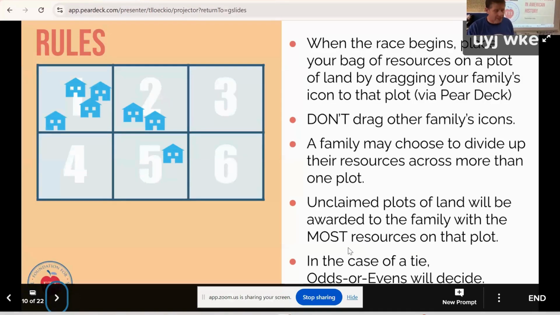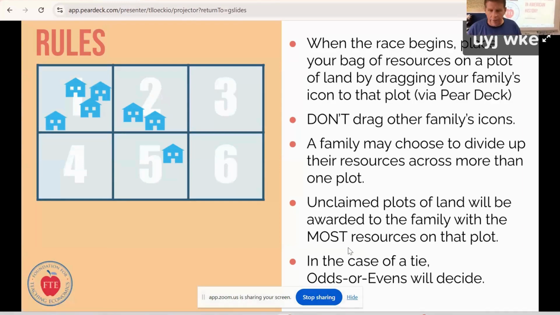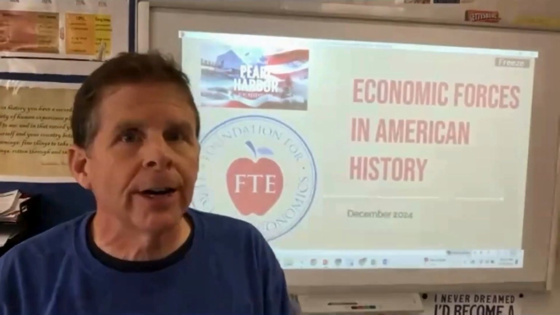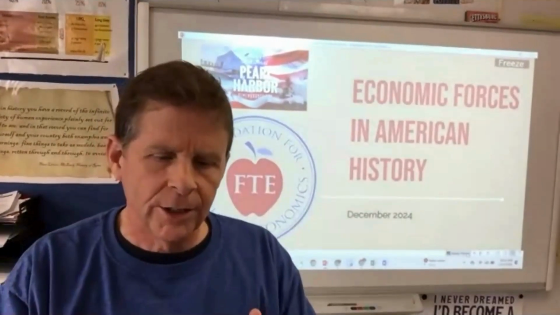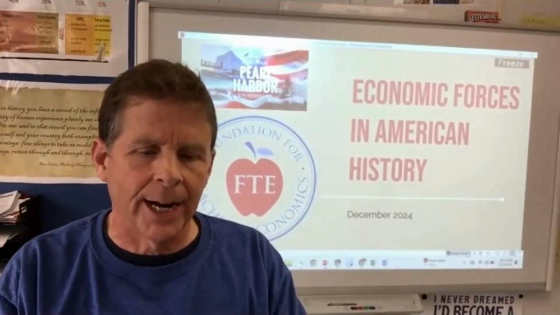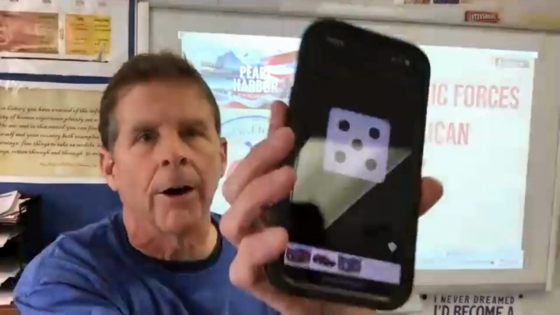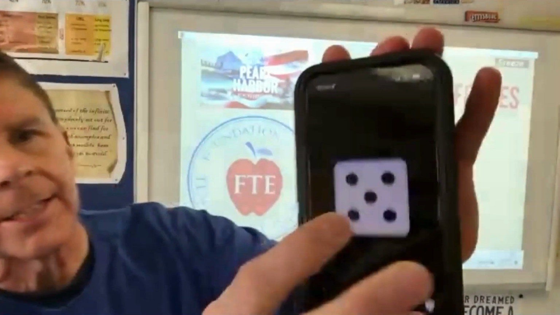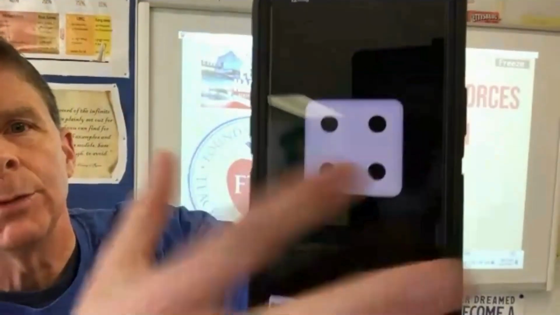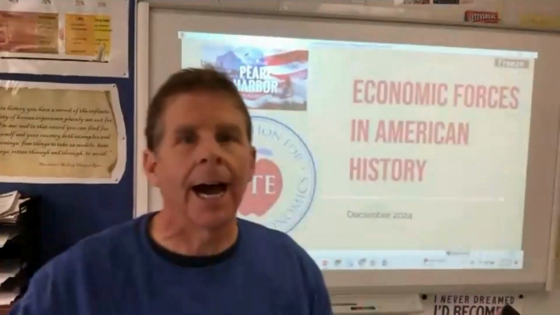And in the case of a tie, we'll do odds or evens to break the tie. Since I think I can probably stop sharing now, what we're going to do is use this handy dandy app that I use with the students every once in a while. It's just a roll of the die, a random thing done by this app. You roll it and it gives you a die roll.